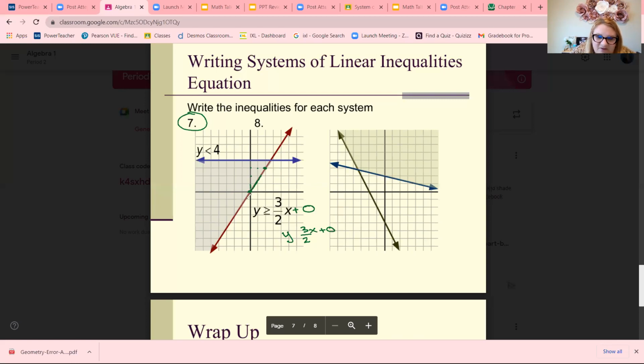So next you want to say, okay, this right here is a solid line. So it's going to have an inequality with a line underneath it. And it looks like this portion was shaded above. So it's going to be greater than or equal to.